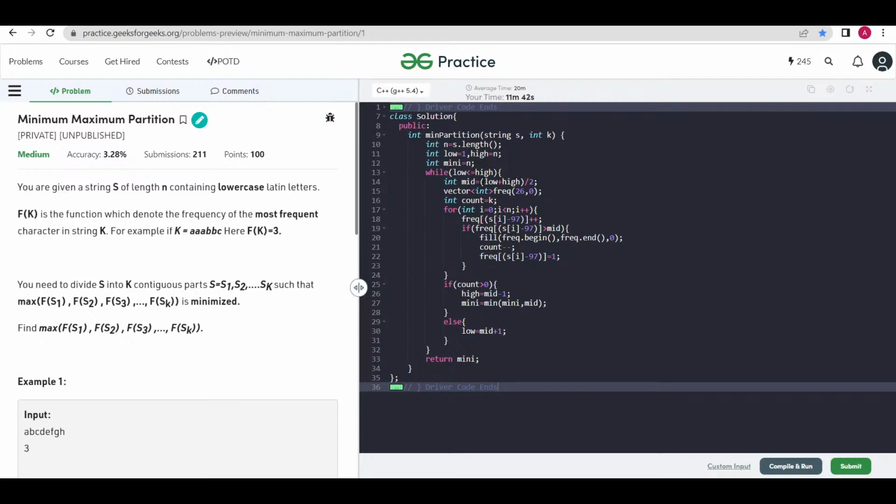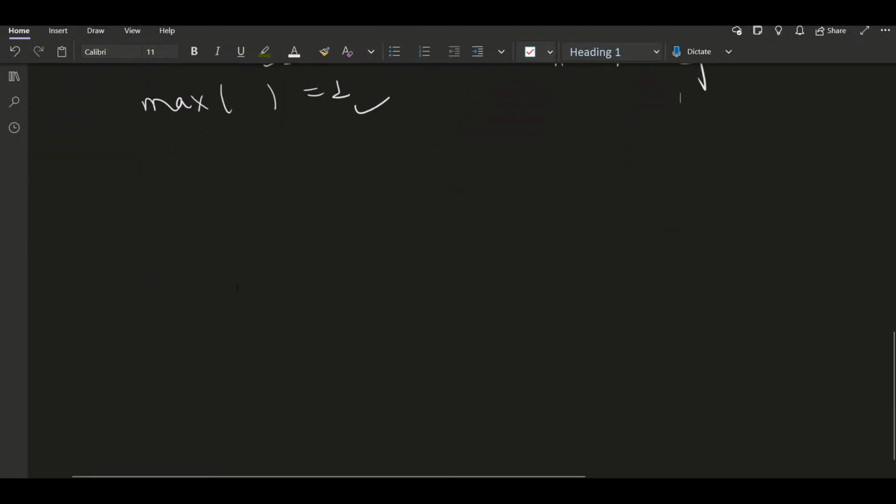Then we find the mid value, which is low plus high divided by 2, and then we have a frequency array each time, so that we can have the frequency of each character. Whichever is the minimum maximum at the particular condition will be our most frequent character, and we'll be returning its frequency. So that is the approach we'll be following, keeping track of the frequency of all the characters in a certain partition. That is, for each partition we'll have a frequency array.